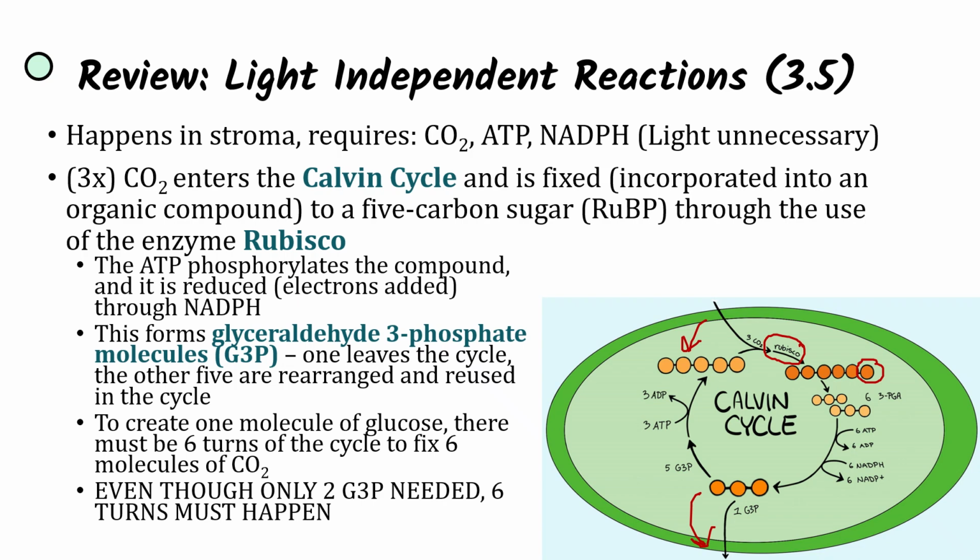And to create 1 molecule of glucose, there must be 6 turns of the cycle to fix 6 molecules of CO2, as within each turn of the cycle, there's going to be 1 addition of a carbon to the RuBP.